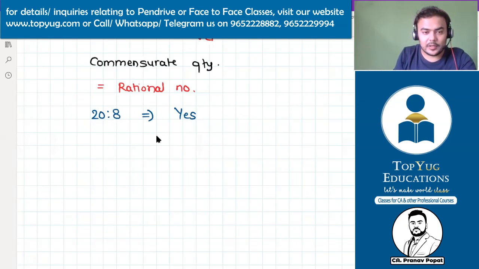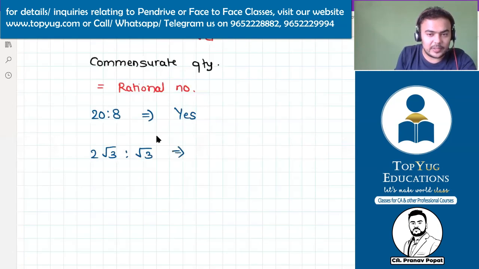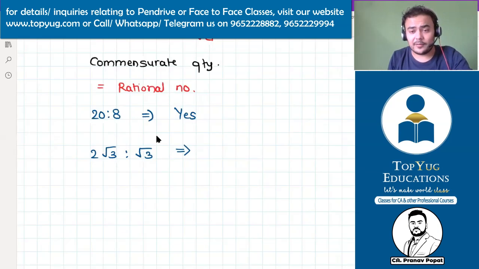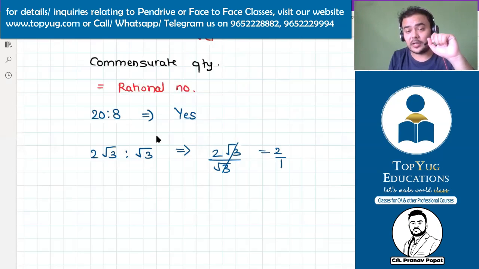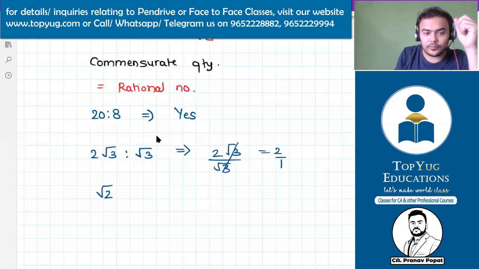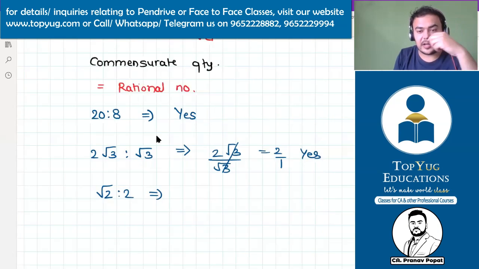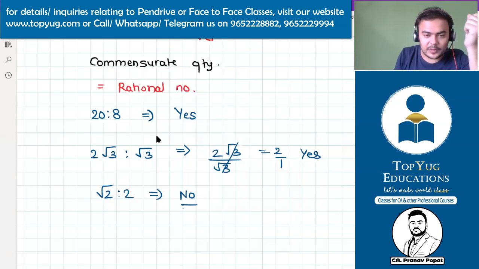Yes. Now, the ratio between 2 square root of 3 and square root of 3. Tell me, is this commensurate or not? Some people may be thinking that, sir, square root of 3 is non-rational, but no, guys. 2 root 3 upon root 3 can be crossed. It will be 2 upon 1. So this is also a commensurate quantity. If I write only root 2 upon 2, is this commensurate now? No, this is not a commensurate quantity.